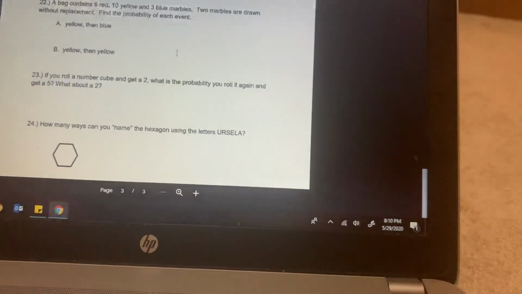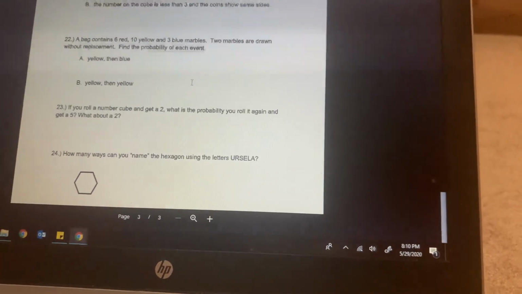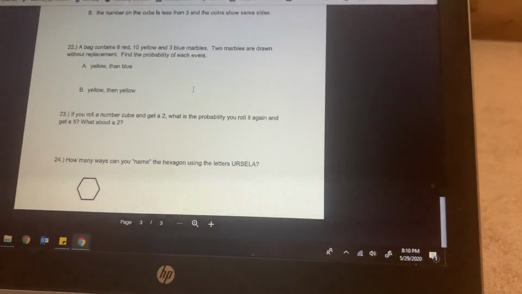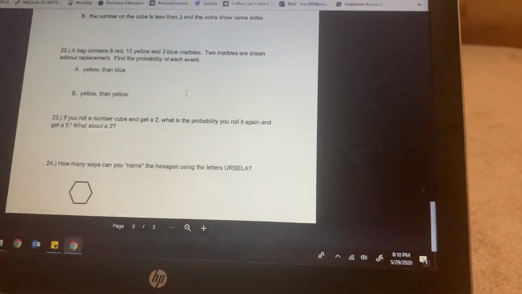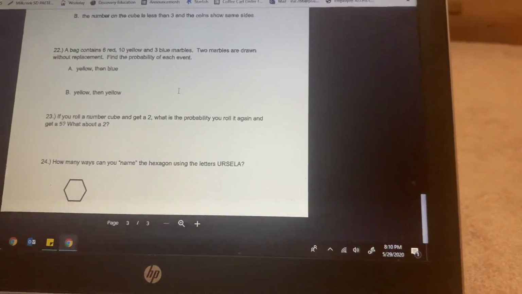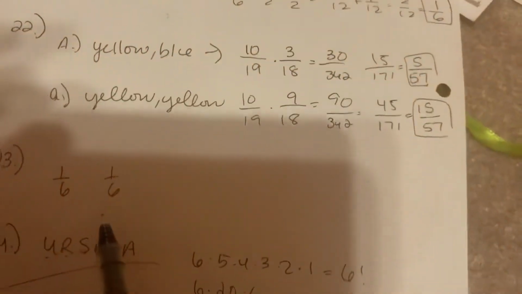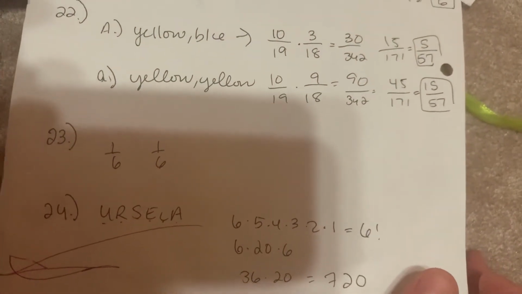It says, if you roll a number cube and get a 2, what's the probability you roll it again and get a 5? Well, it would still be 1 out of 6. Rolling a 2 prior would have no effect on the 5. If you roll a 2 and then you roll a 5, what's the probability you roll a 2? It's still, I'm sorry, not 1 out of 5. It's still 1 out of 6. Your probabilities don't change because when you re-roll the dice, it's like you're resetting it.